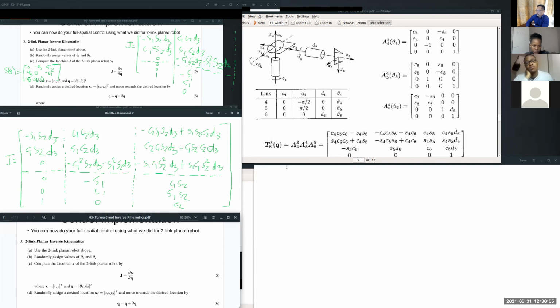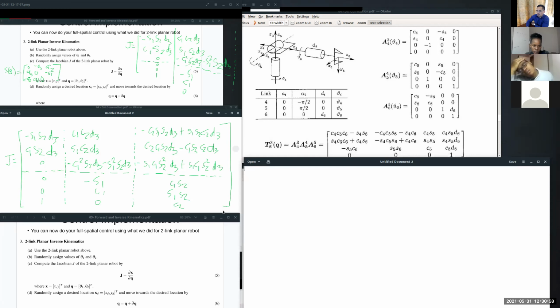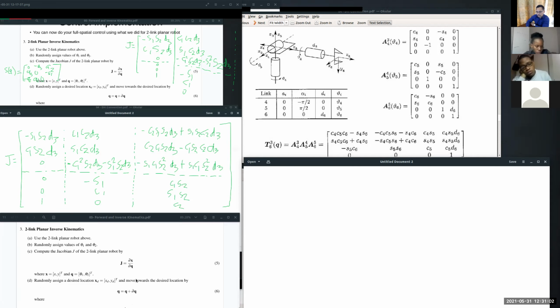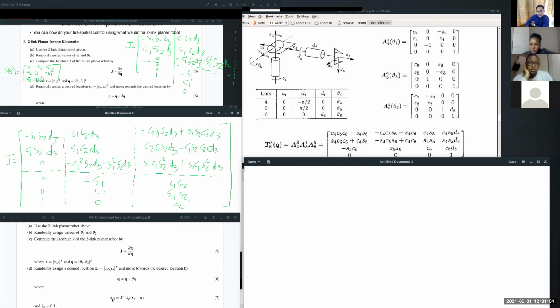Okay, so we'll compute here. So first we have a Jacobian matrix already. And then what we need to do is to compare the step size, to compare your desired position, x desired, and your actual x position.